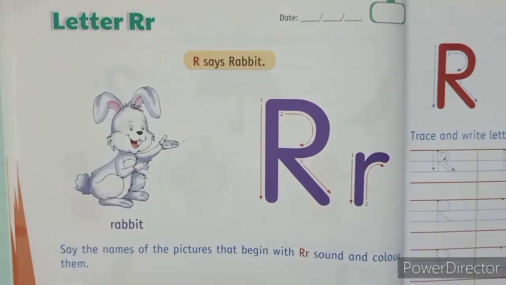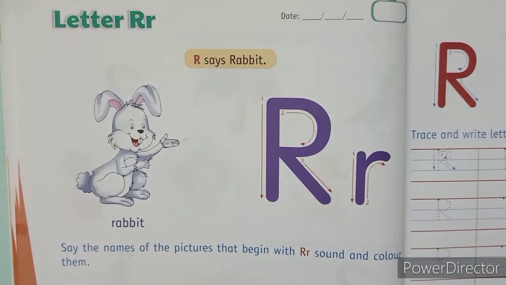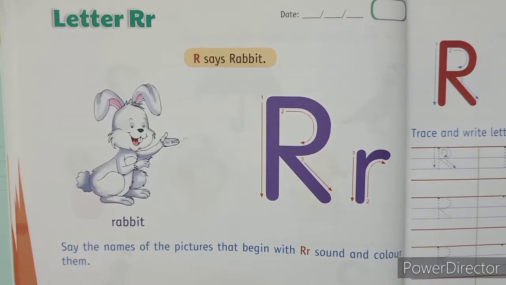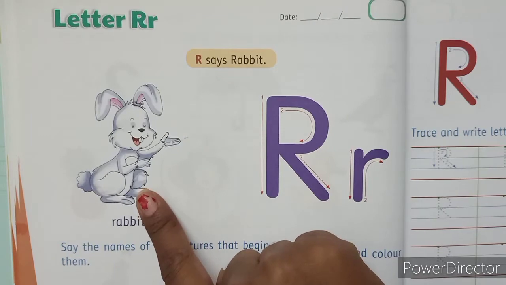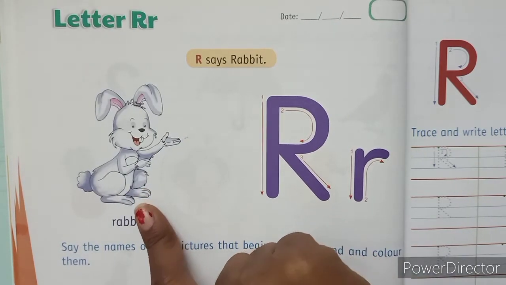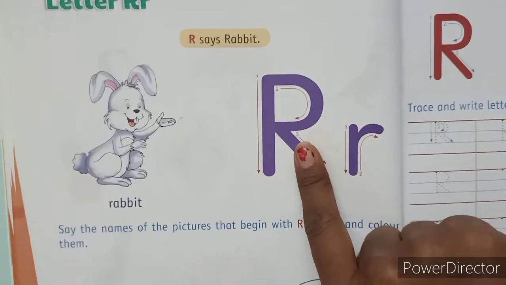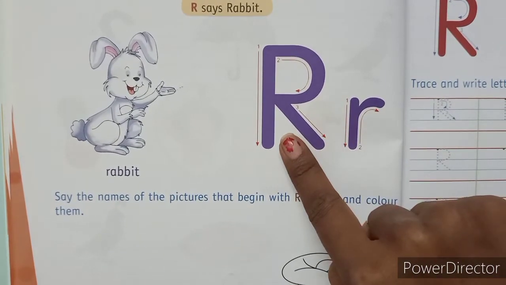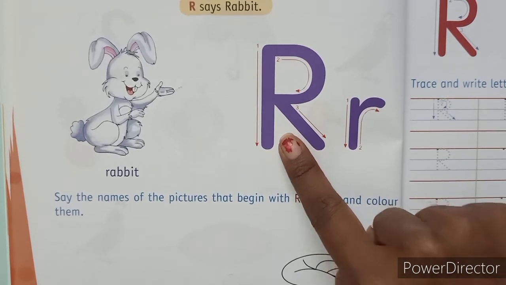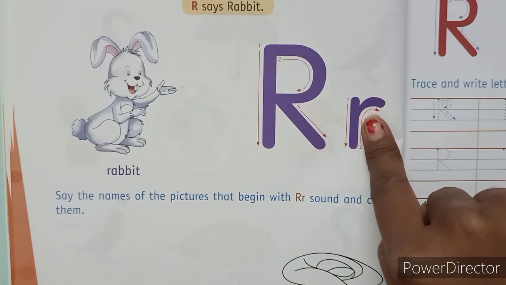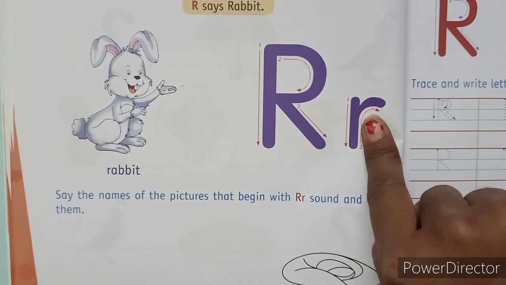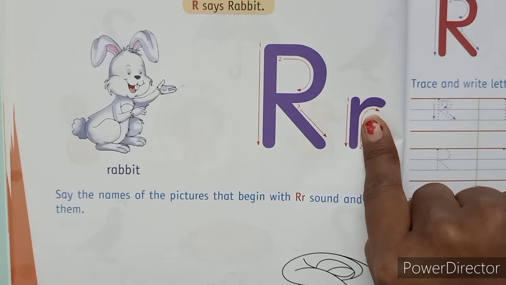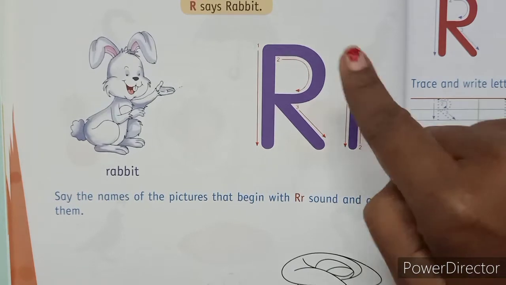What does R say? R for rabbit. So this is capital letter R and this is small letter R. Which letter is this? This is a capital letter R and this is small letter R. So how do we write this letter R?